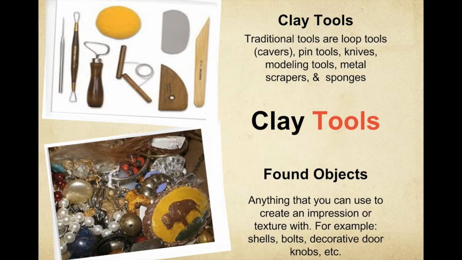And the tools that you're going to use, we're going to use traditional tools and a little bit of non-traditional tools in order to get our textures. Now traditional tools are loop tools, which are carvers, pin tools, knives, modeling tools, metal scrapers, and sponges. Now I will show you these when we go over the clay part tomorrow. Now, some found objects. This is basically anything we can find that has a design already on it that we can press into the clay. So for example, a shell would have that bumpy ridge we can press into the clay. Bolts, decorative doorknobs, and all that stuff.